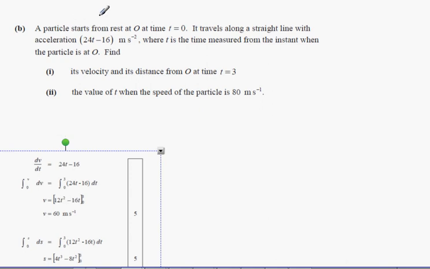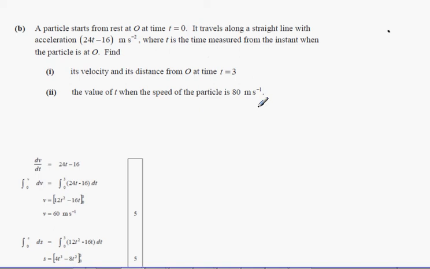A particle starts from rest at O at a time t equals 0. It then travels along a straight line with acceleration 4t minus 6 meters per second squared, where t is the time measured from the instant when the particle is at O. Find its velocity and its distance from O at time t equals 3.